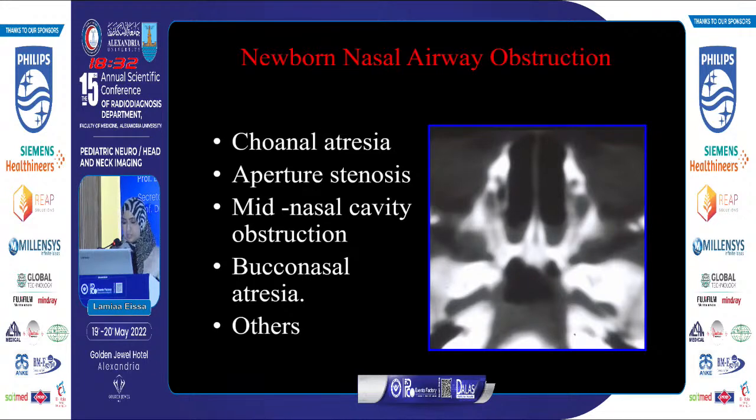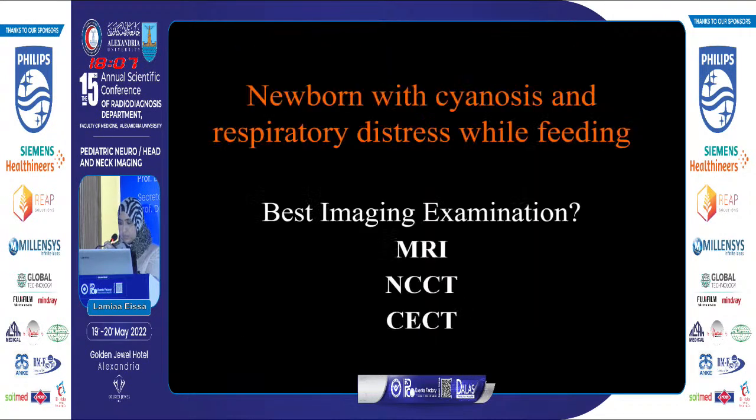Newborn nasal airway obstruction has many causes. The most common congenital anomaly is choanal atresia, followed by pyriform aperture stenosis, the second commonest. The third is mid-nasal cavity obstruction, which is uncommon and only recently started to be reported. The fourth group are very rare causes like bucconasal atresia, and others, which will be discussed in the images.